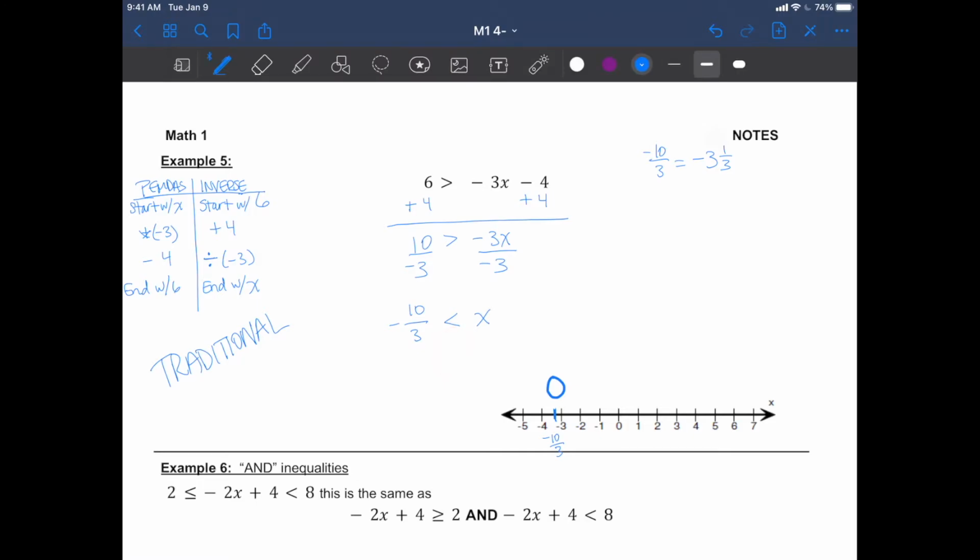I also like to see my x's written on the left side. So I'm going to rearrange, and I can rearrange like that. X is greater than negative 10 thirds means I'm going to shade to the right.